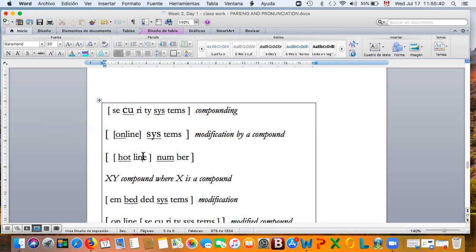So how do you do that? Very simple. This accent here is suppressed. So you could say it's a hotline number. We don't normally say that. Speaking at normal speed, we'll say hotline number. Hotline number, these three syllables are on the same level.